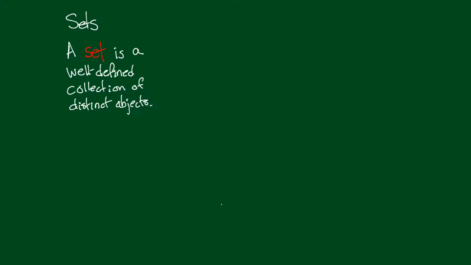Section 5.1 is a discussion on sets. So a good place to start would be with a definition. Here's how a set is defined. It's a well-defined collection of distinct objects.